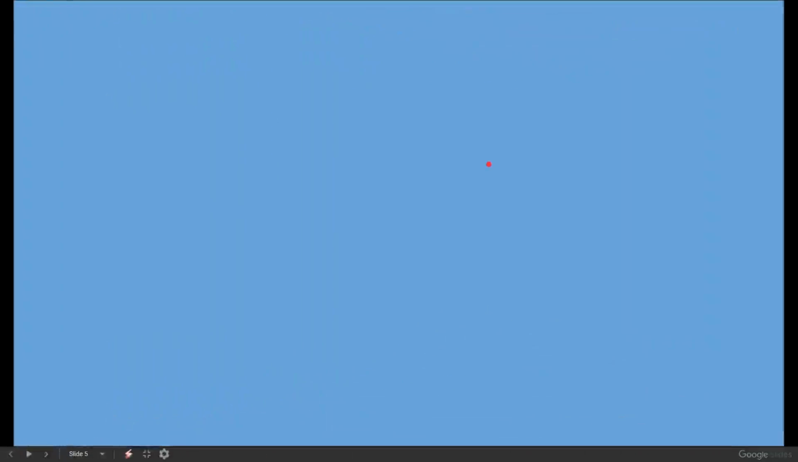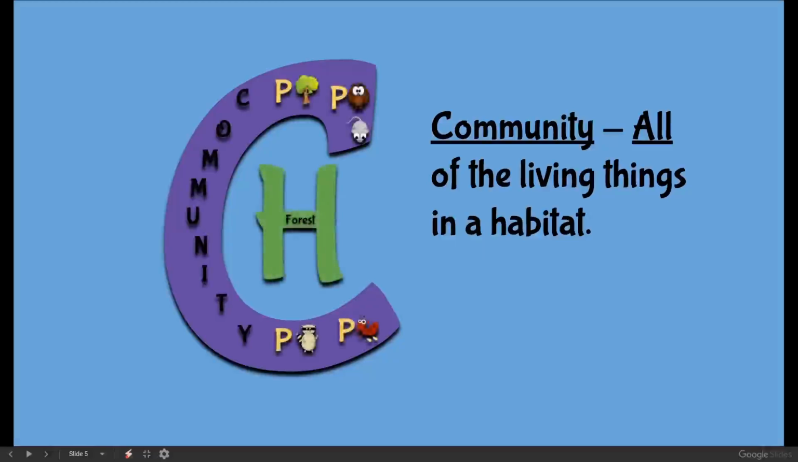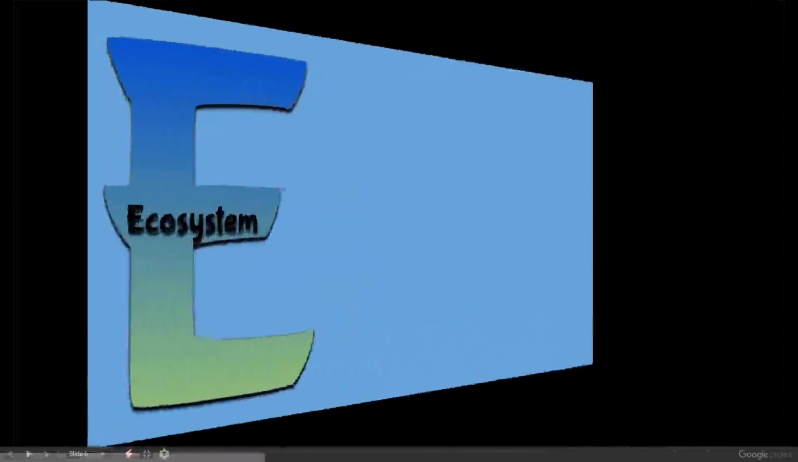When we have all of these living things, we call that a community. It is all the living things in a habitat. Think about your neighborhood. We oftentimes call that a community, and that would be all the people living there. Well, when we talk about our forest, we're talking about all of the things living in that community. So that is where our habitat is a little different than an ecosystem. And now we're going to get into that.